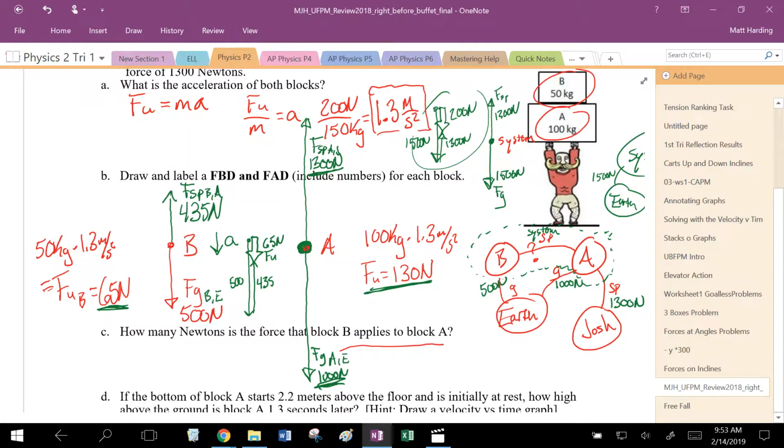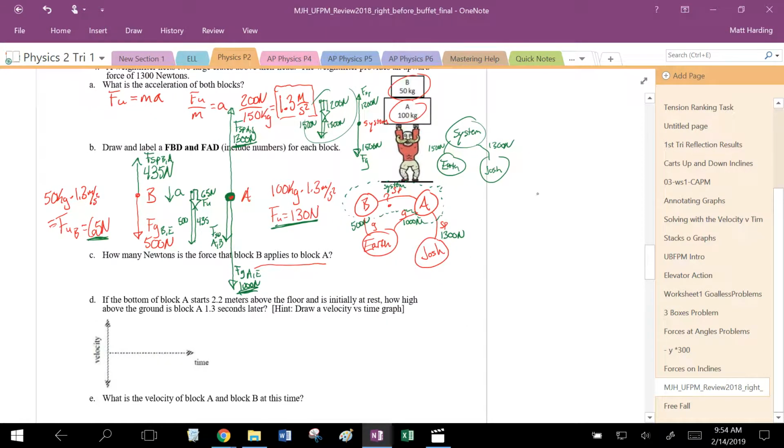The force that would be called F push A comma B is pointing down, right? So that's F push A comma B. And so if I make some more space for myself here and draw the force addition diagram, I've got 1,300 newtons up. I've got 1,000 newtons down. That's the FG.